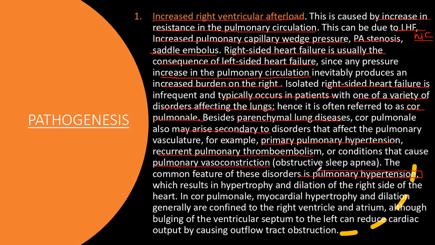In all those disorders, the pressures in the pulmonary circulation are increased, and so is the resistance. This will result in hypertrophy and dilation of the right side of the heart. In cor pulmonale, myocardial hypertrophy and dilation generally are confined to the right ventricle and atrium. Although they are confined, there will be a bulging of the ventricular septum to the left, and this can reduce the cardiac output by causing outflow tract obstruction. So that is one mechanism.